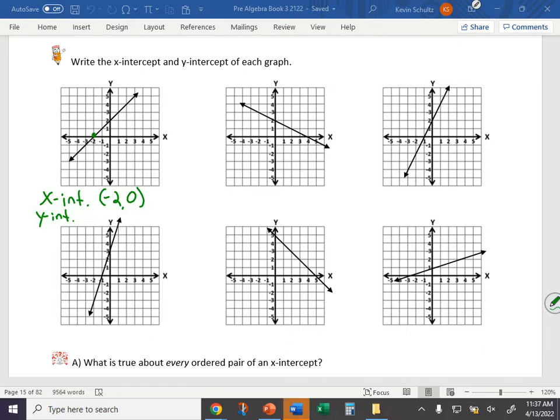0, 2. With parentheses, with the comma, okay, as an ordered pair. Where does it cross the y-axis? It crosses it at +2.